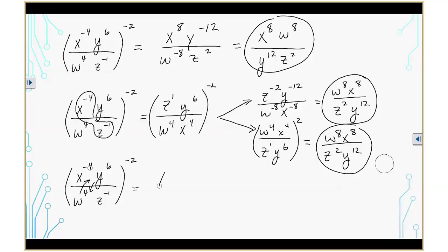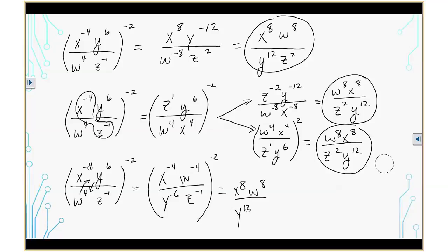So x to the negative 4th, w to the negative 4th, over y to the negative 6, and z to the negative 1, all raised to the negative 2 power, and you're going to get x to the 8th, w to the 8th, over y to the 12th, z to the 7th.